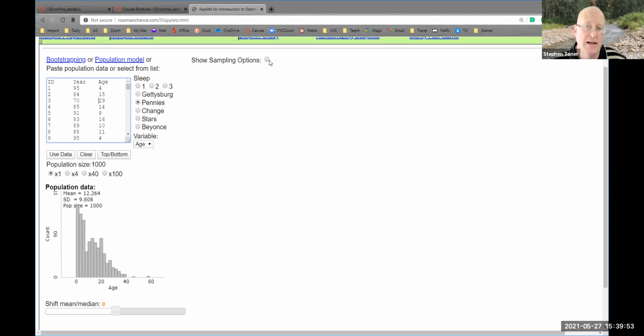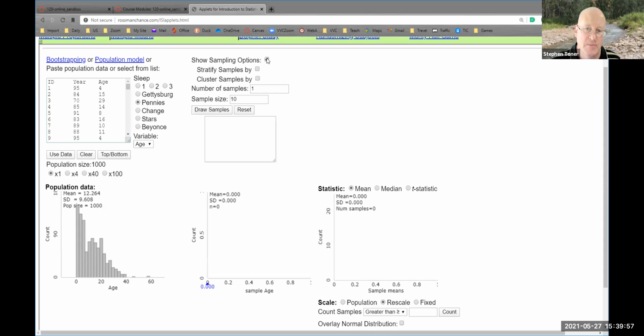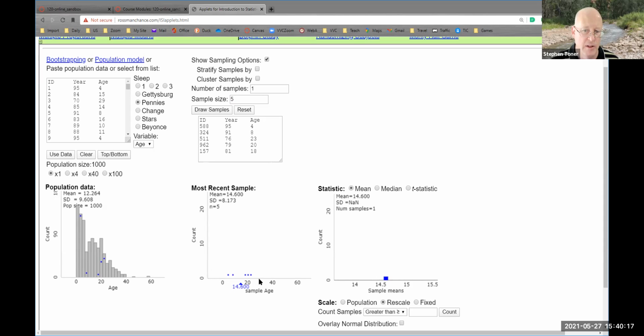But there's a little box I can check up here that's going to allow us to choose some samples. So I'm going to choose a sample of size, let's go with size 5 here. And how many samples do I want to choose? I'm just going to choose one for right now. And if I choose draw sample, there's my 5 pennies. You can see on a single dot plot the most recent sample, which is just this one. And you see a little bar chart being started here.